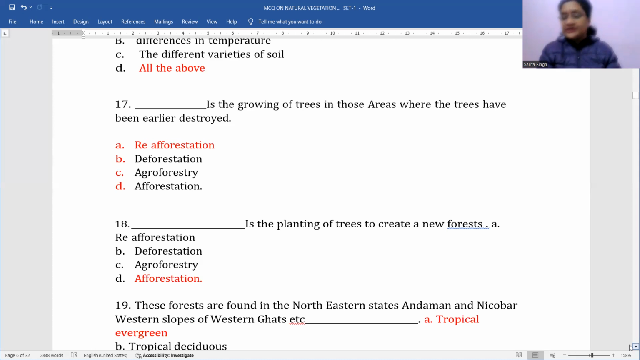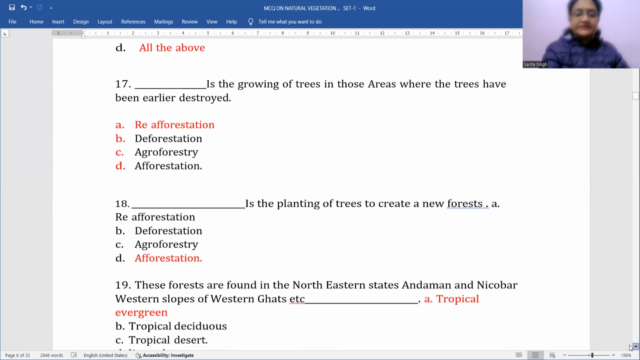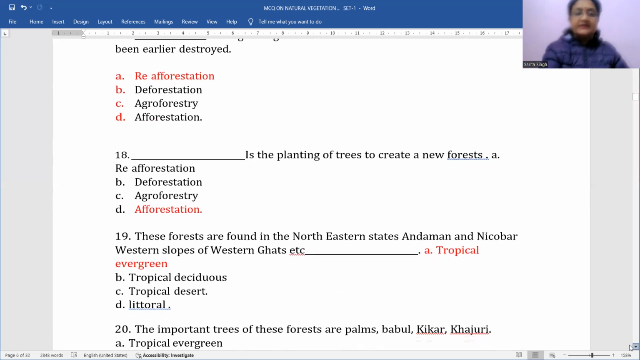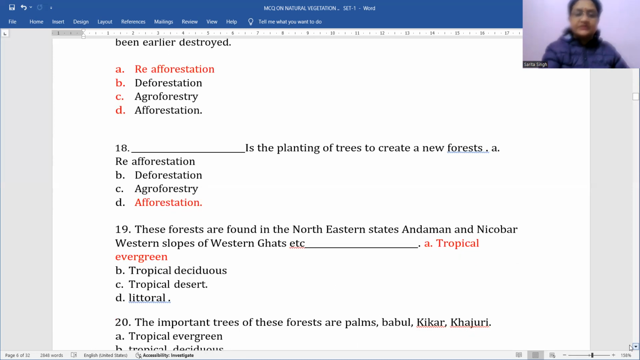ओके, रीफॉरेस्टेशन, क्लियर? तो यहाँ पर जो टर्म आना चाहिए, दैट इज एक्चुअली रीफॉरेस्टेशन इज द ग्रोइंग ऑफ ट्रीज इन दोज एरियाज वेयर द ट्रीज हैव बीन अर्लियर डिस्ट्रॉयड, मींस इट वाज देयर बट इट वाज समहाउ डिस्ट्रॉयड. क्लियर? नाउ कम टू नेक्स्ट, डैश इज द प्लांटिंग ऑफ ट्रीज टू क्रिएट अ न्यू फॉरेस्ट. अब इसमें क्या टर्म आ सकता है? नंबर 1 reforestation, number 2 deforestation, number 3 agroforestry, and number 4 is afforestation. Yes, afforestation is the correct answer.